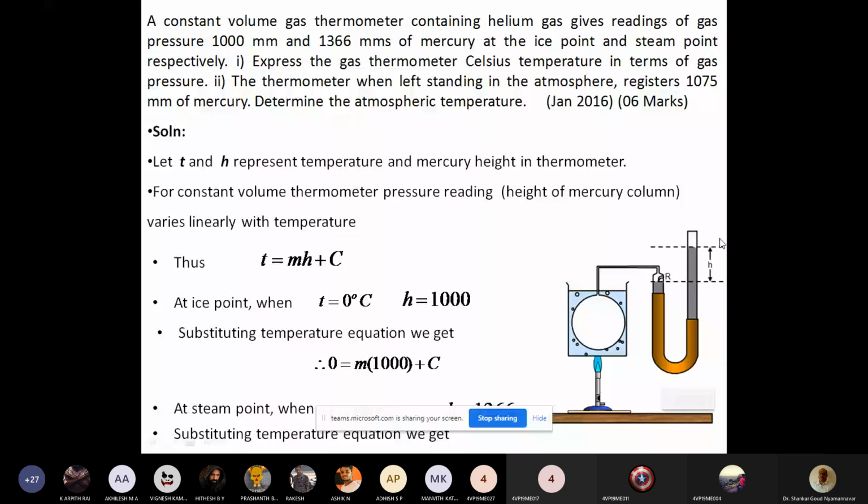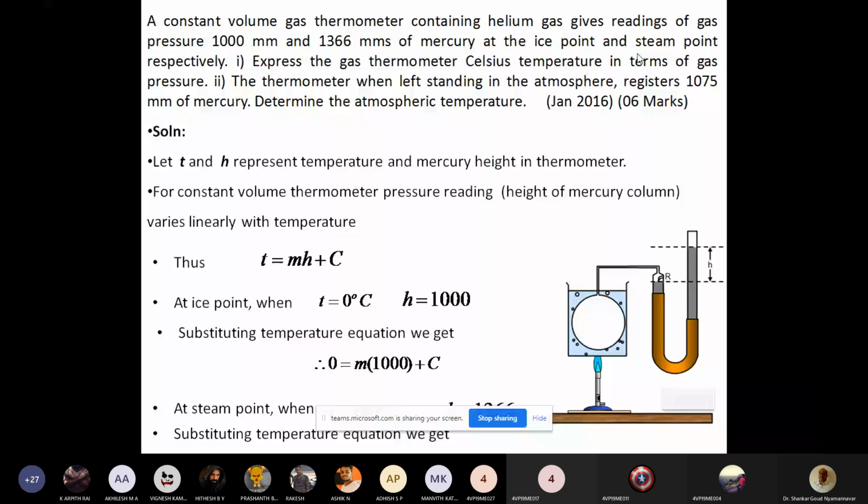So what we do, I call the temperature T and H is the height of the mercury. T is a direct function of H, so we write T = MH + C. At the ice point, the temperature we know is 0, correct? That we know. It is not given in the problem statement. This is the ice point and steam point. You should know it. Ice point means 0 degrees Celsius. Steam point means 100 degrees Celsius. That you must know, which is not given in the problem.